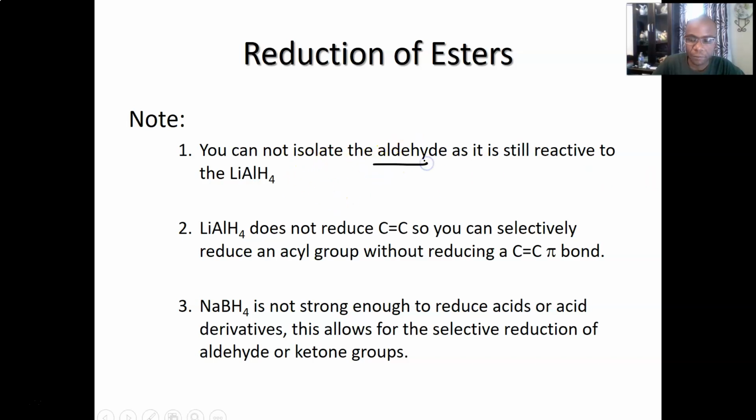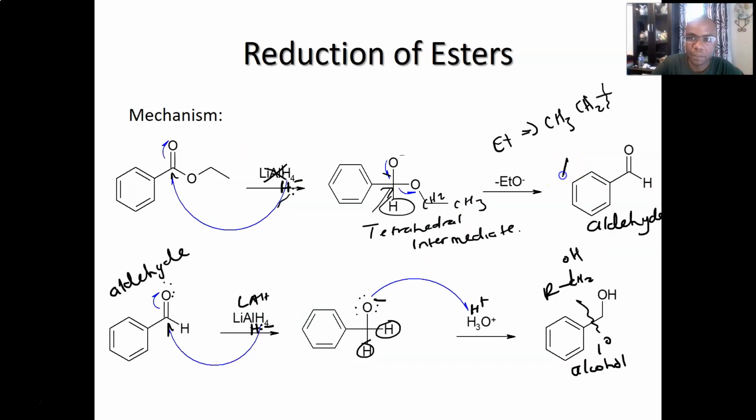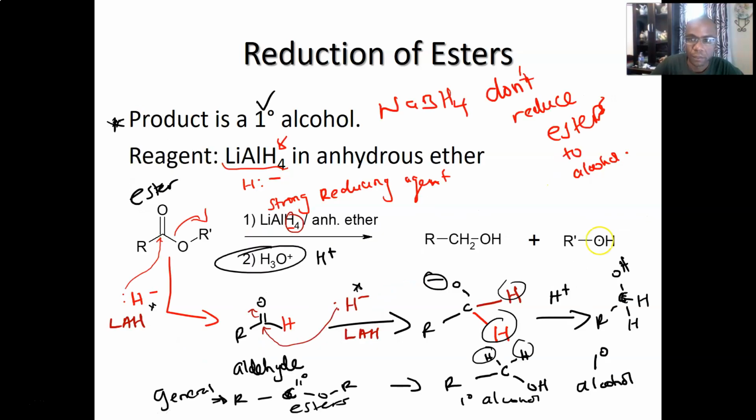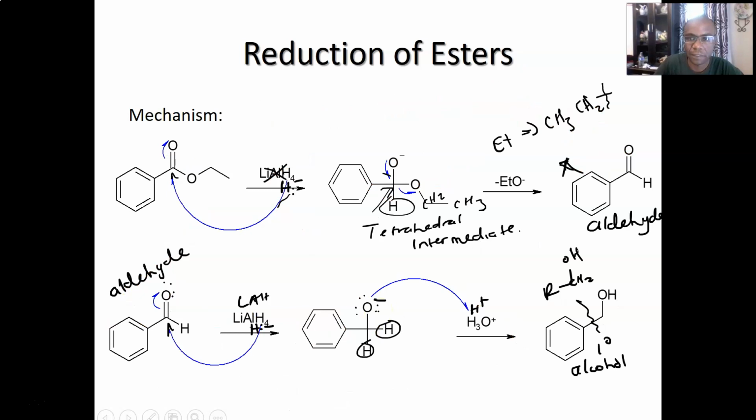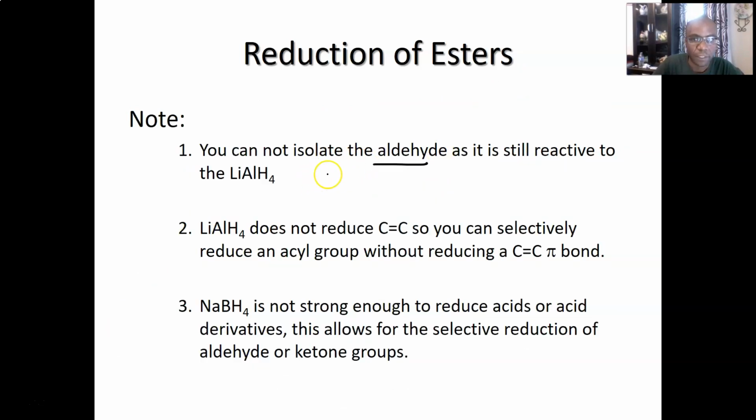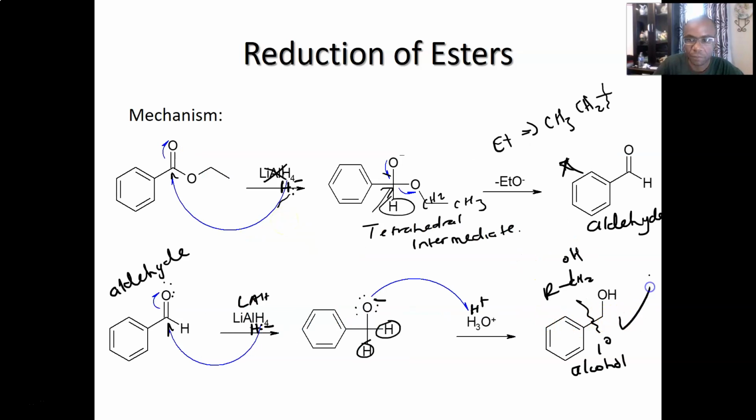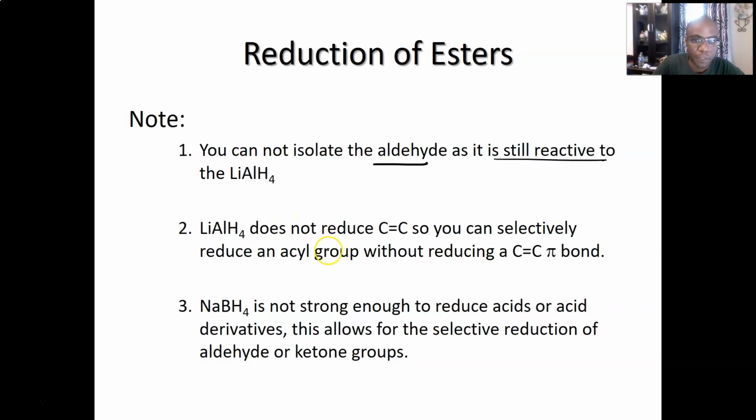Now, the aldehyde cannot be isolated. This one cannot be isolated. Where's the aldehyde? This guy cannot be isolated. So the reaction simply goes through it, but you will never isolate it and stop. You can never stop the reaction halfway. Okay, it's still reactive, super reactive, so that's why the aldehyde will go further to be reduced to the final alcohol.